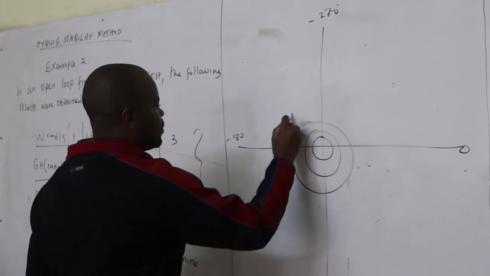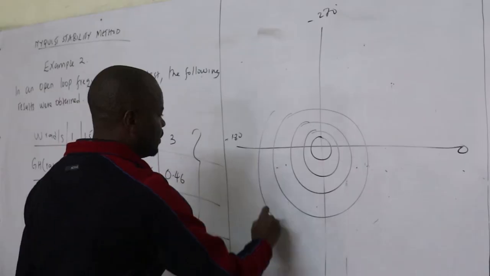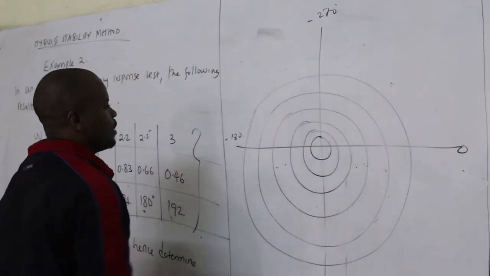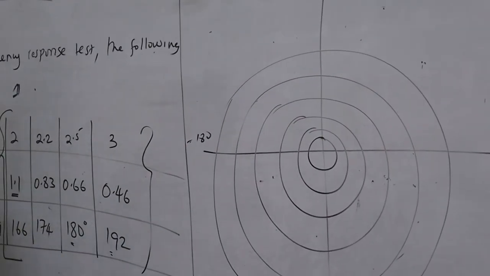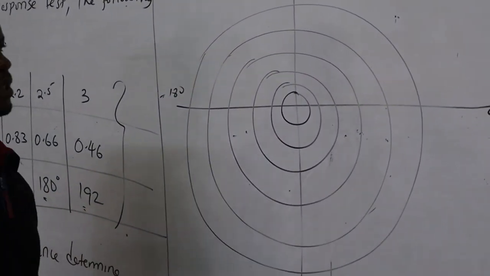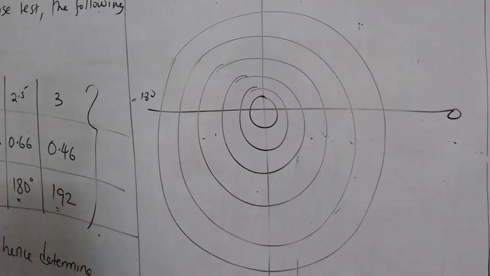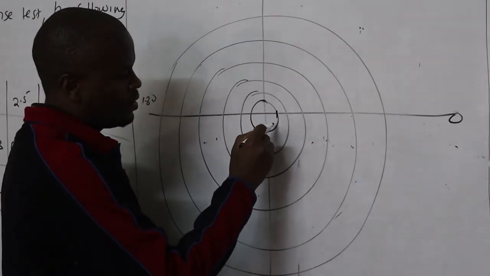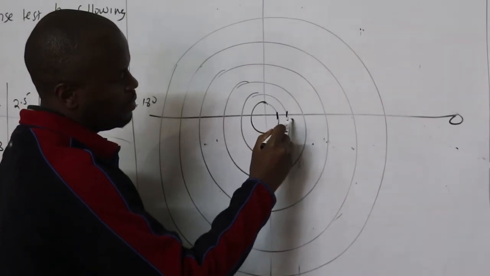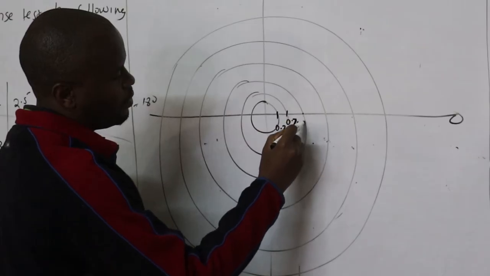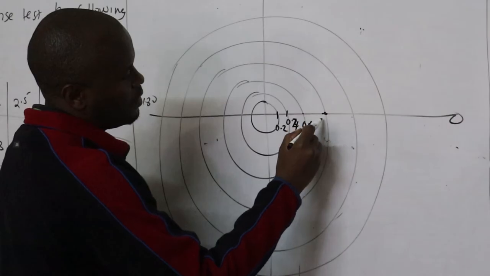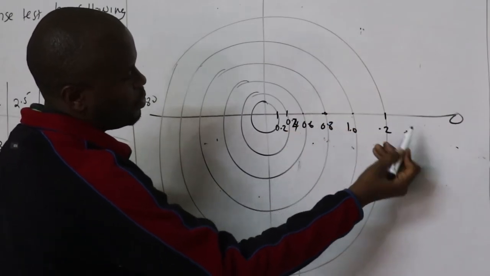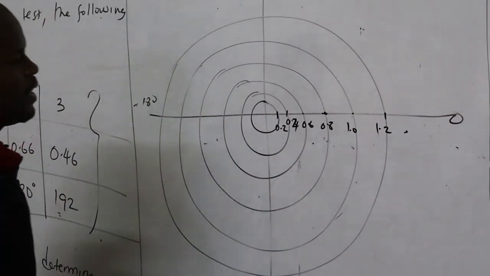Again, you divide your scale equally, of which we again have 1.1. So if you have 1.1, 0.1 will be 1, which is slightly smaller than 1.1. So we can talk of 0.2. So each is 0.2. So 0.4, 0.6, 0.8, 1.0, and 1.2. So we can talk of that.